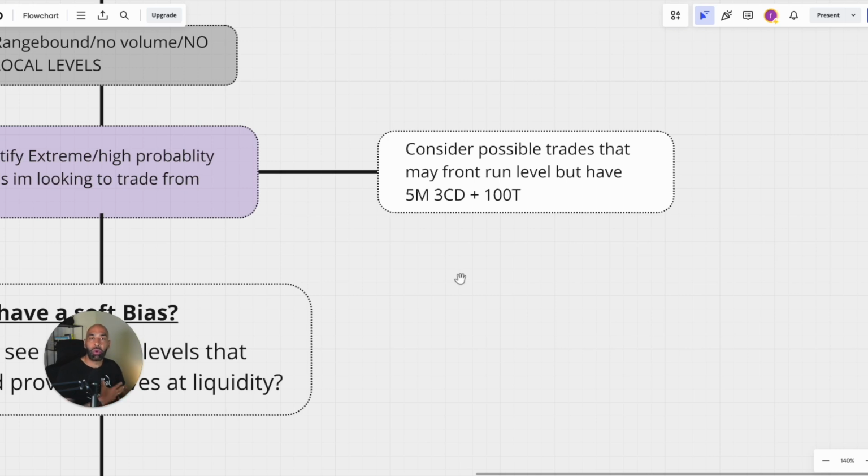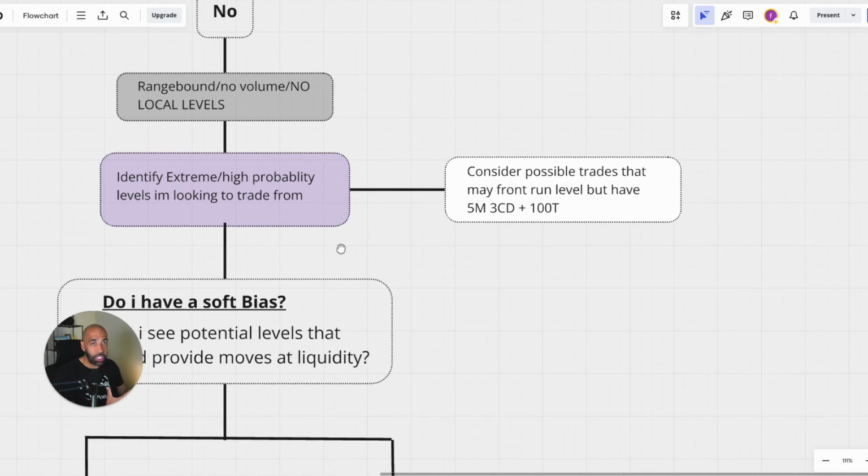So I'm considering, is it possible that we could front run our levels because of the lack of volume, or we're maybe range bound? It's not our normal kind of trading conditions. And we like range bounds, but we like extended range bounds, okay?